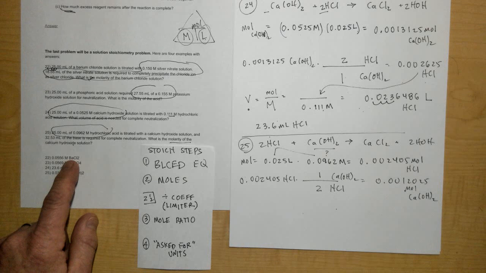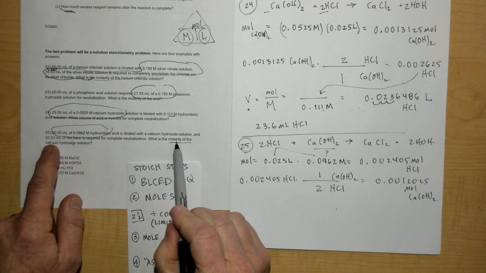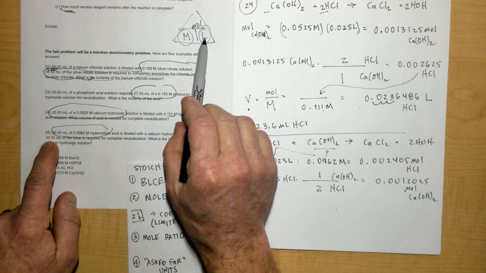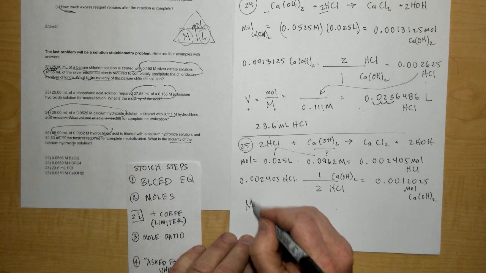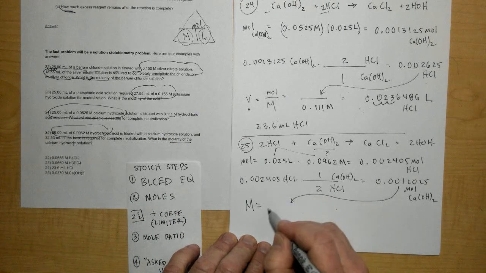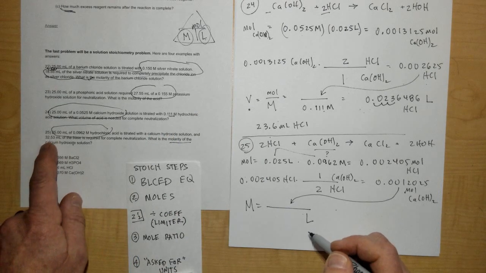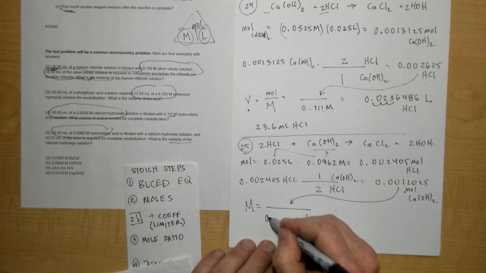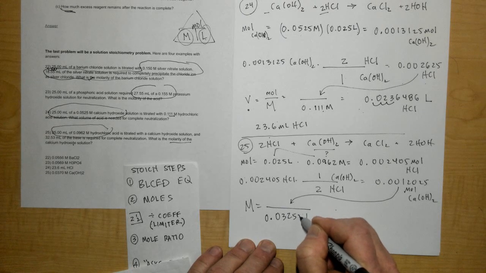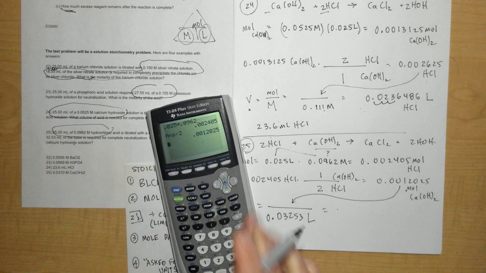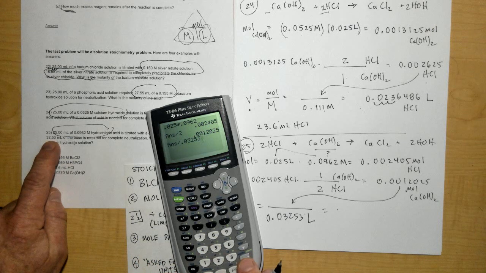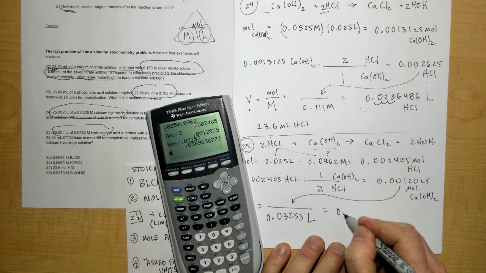Okay, and now that I have moles, I can find the molarity if I divide it by the liters. And they tell me the liters right here of my calcium hydroxide. So my molarity would be equal to my moles divided by my liters. And my liters, remember this is in milliliters, so 3 to the left. 0.03253 liters. So we'll take our moles right here and divide that by 0.03253 liters. Enter.